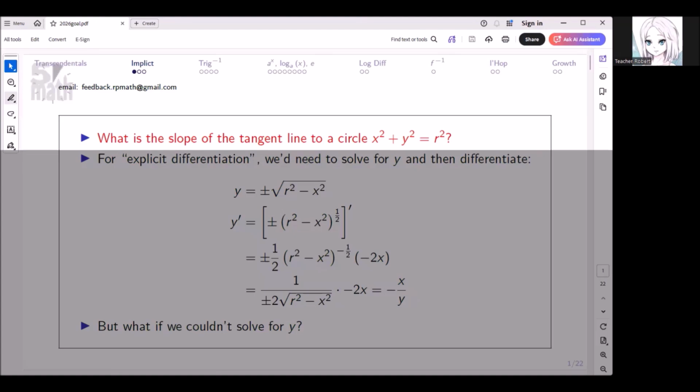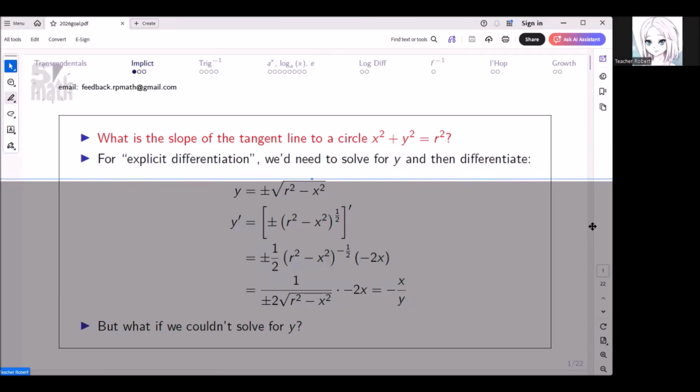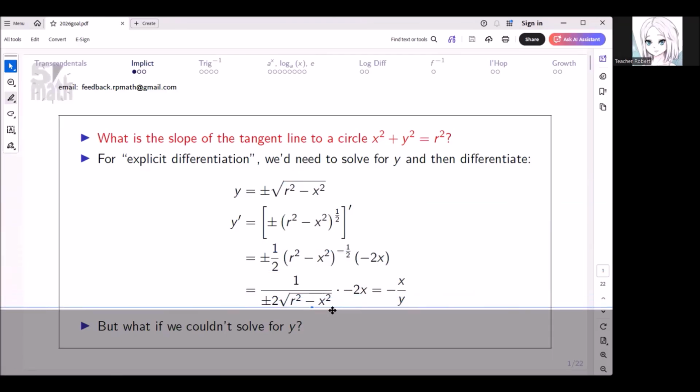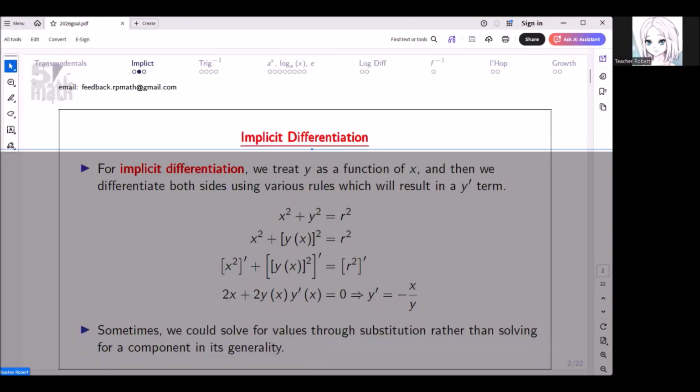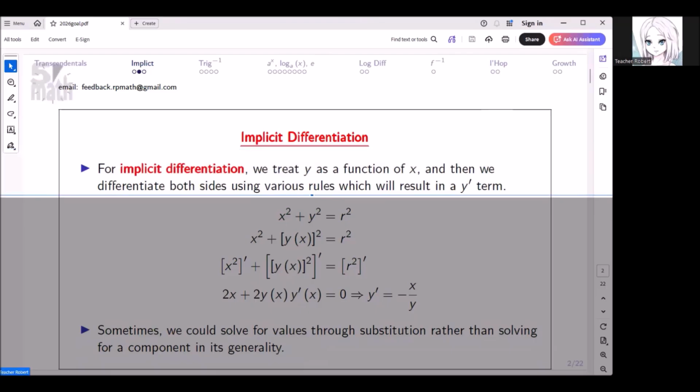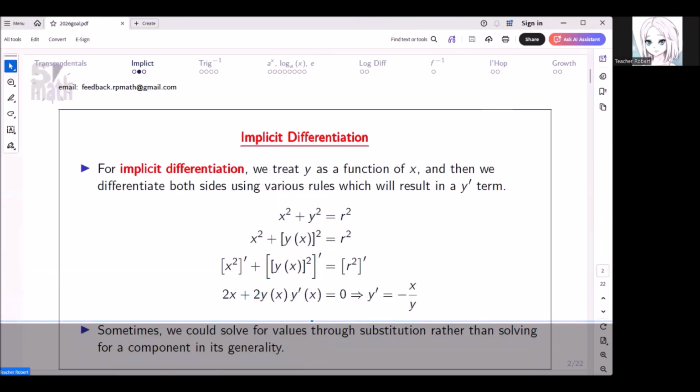What is the slope of the tangent line to a circle x squared plus y squared equals r squared? For explicit differentiation, we'd need to solve for y and then differentiate. We would get the following. But what if we couldn't solve for y? Implicit differentiation. For implicit differentiation, we treat y as a function of x, and then we differentiate both sides using various rules, which will result in a y prime term. We have the following.